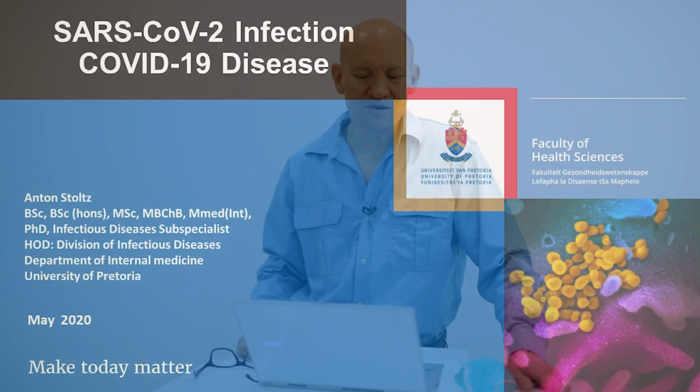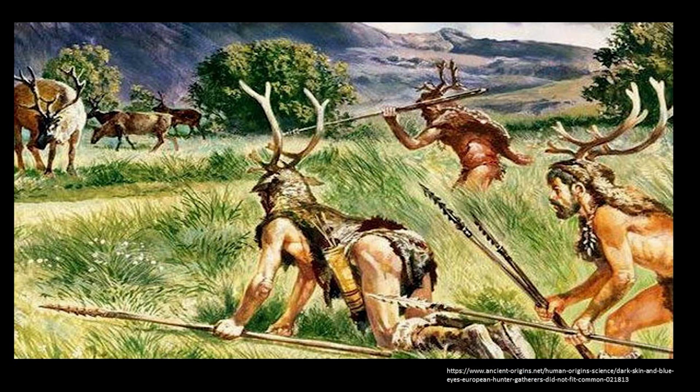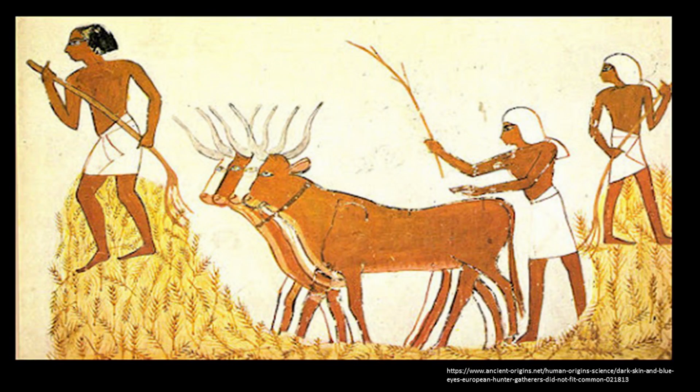Good day everybody. This is a lecture on SARS-CoV-2 infection, or if you have the disease, called COVID-19 disease. So let me start off and tell you that in 15,000 BC, this is how we lived. We were actually hunting for our food. But then what happened is that we discovered farming. And as we discovered farming, we were living next to animals. And that is very important because I'm going to show you where COVID disease is coming from.